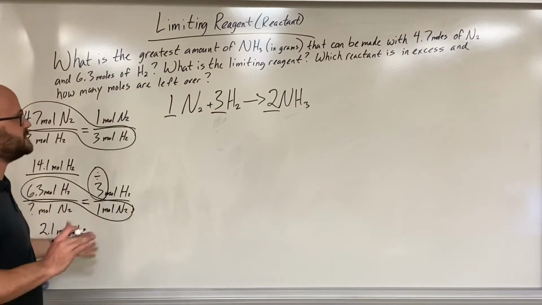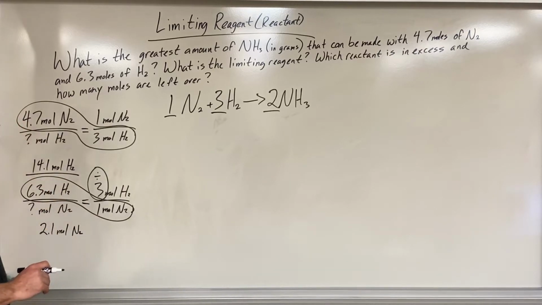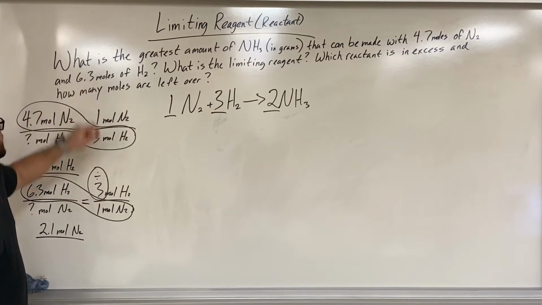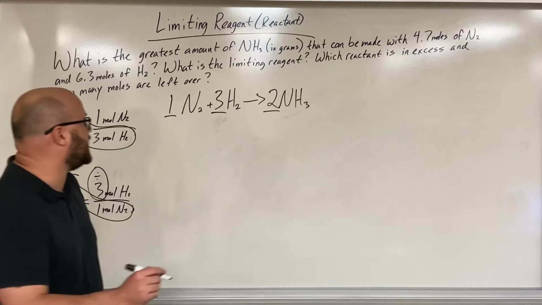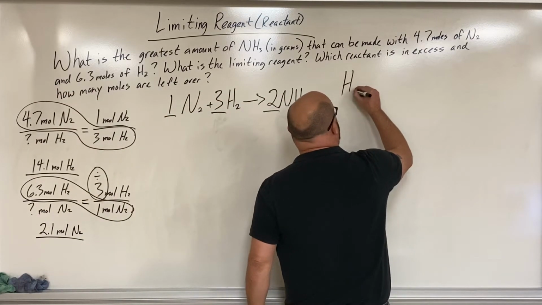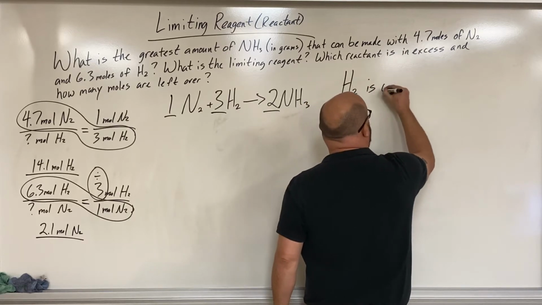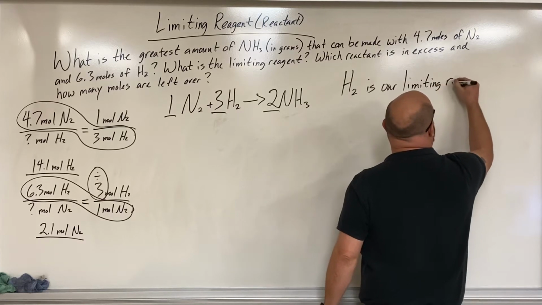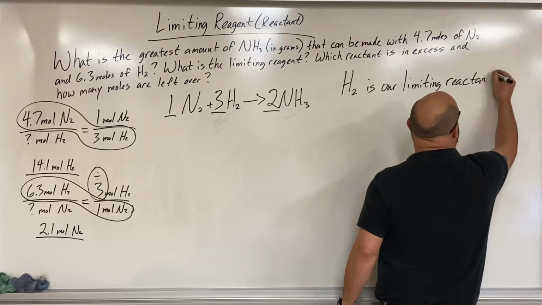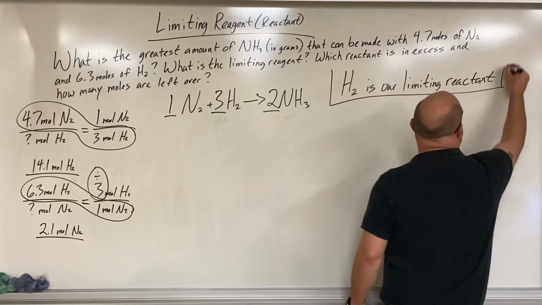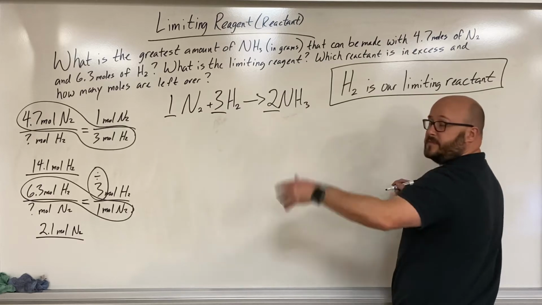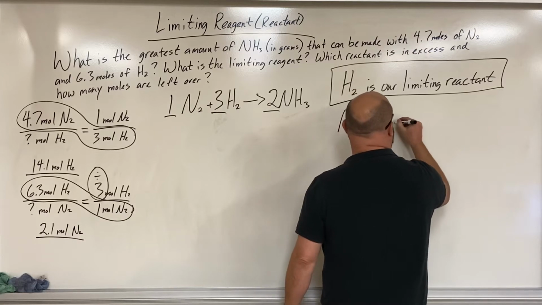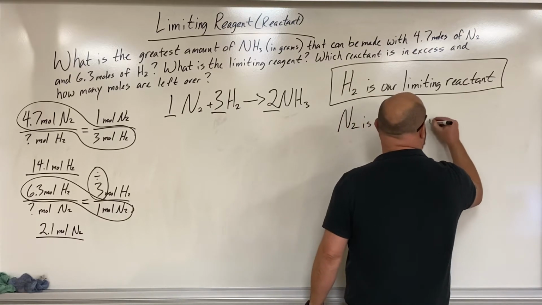So based upon this, if we need 14.1 moles to use up all of our nitrogen, we don't have that in hydrogen. So in this case, hydrogen is our limiting reactant. And on the flip side, nitrogen is our excess reactant.